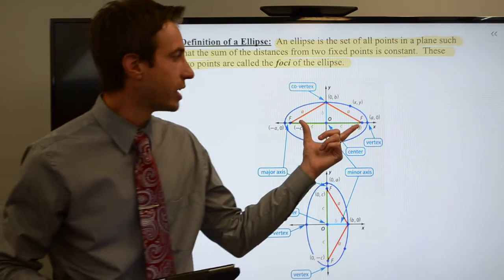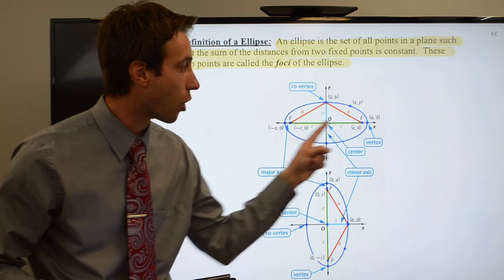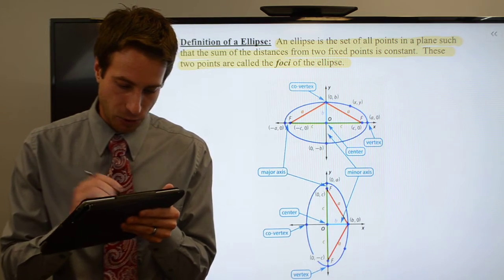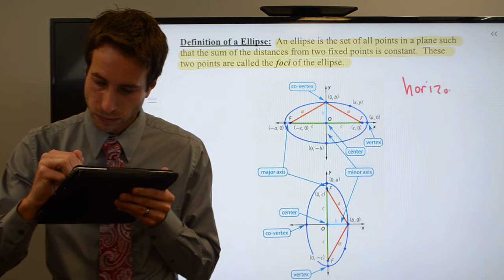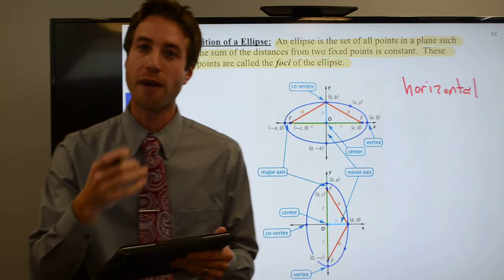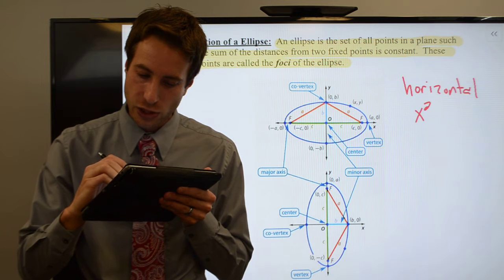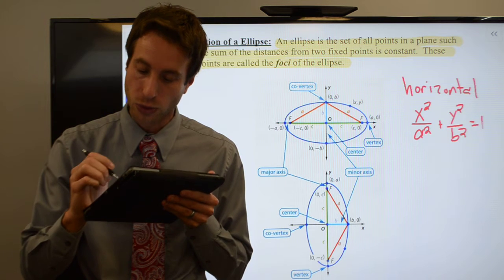All right, so this one is oriented horizontally because my major axis, the longer axis, is horizontal. Let me make a couple quick notes for you here. Horizontal. Again, you can see this right off the formula sheet I've given you. The horizontal one is x squared over a squared plus y squared over b squared, all equal to 1.